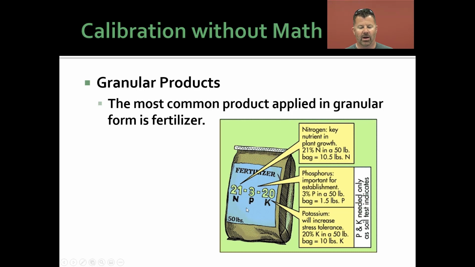Look at that bag of fertilizer. We got our nitrogen, phosphorus, and potassium, our NPK ratio. This one's 21-3-20. Here we have the key nutrient for plant growth, 21% nitrogen in a 50-pound bag. So we got 10.5 pounds of nitrogen. Phosphorus, important for establishment. We have 3% phosphorus in a 50-pound bag, so we have 1.5 pounds of phosphorus. And then potassium will increase stress tolerance. We have 20% potassium in the 50-pound bag, so we've got 10 pounds of the potassium. So that's how to read a fertilizer ratio on the bag.